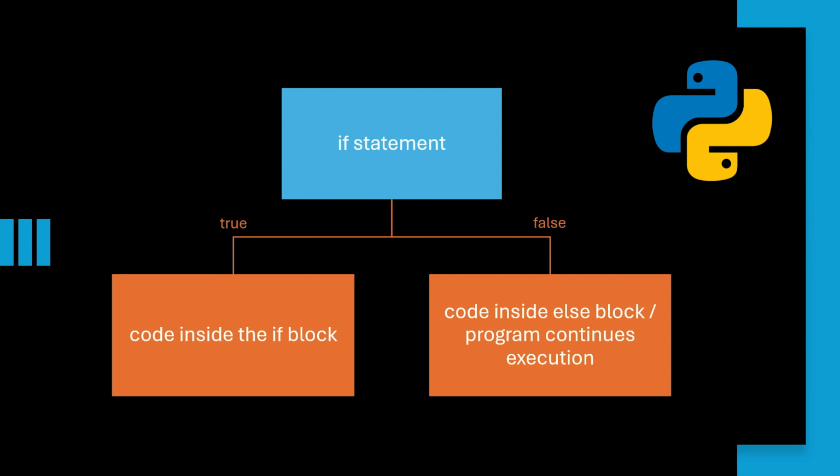Conditional statements let your program make decisions. Think of them as a fork in the road. Depending on the situation, your code takes one path or another. In Python, we use if, elif, and else to control this flow. If your statement is true, code inside the if block is executed. If it's false, code inside the else block is executed or the program continues execution.